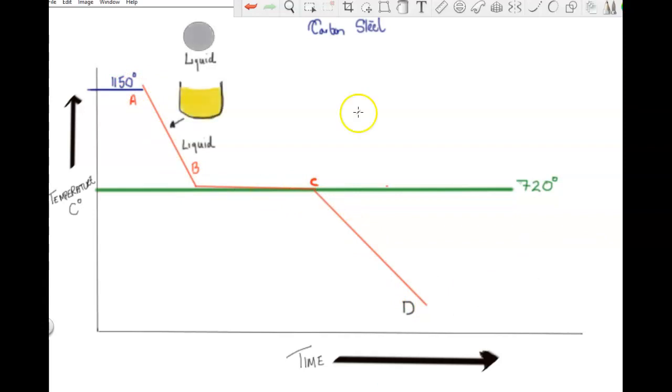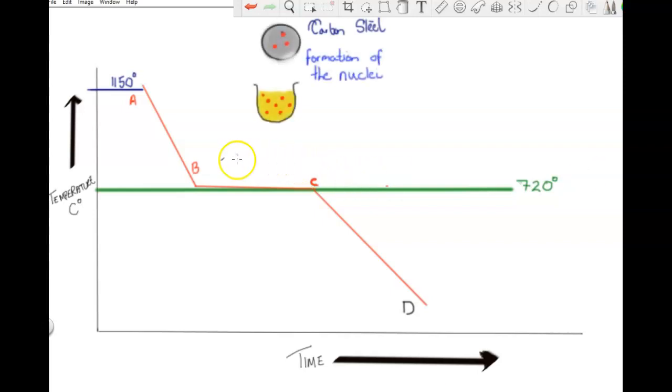So for A, between A and B, the molten steel is liquid. And you can see the little grey dot at the top is to show you the dendritic images before. So between A and B, it's in liquid form. Then between B and C, we have the formation of the nuclei. So this is what is actually happening.